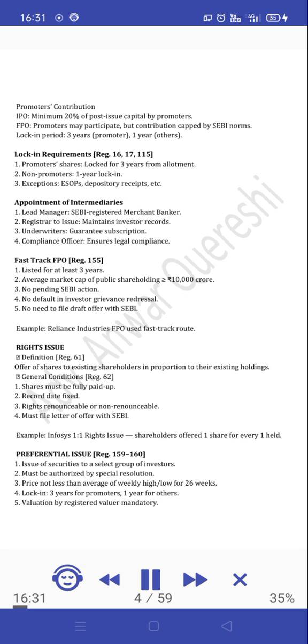Promoters' contribution. IPO: minimum 20% of post-issue capital by promoters. FPO: promoters may participate, but contribution is capped by SEBI norms. Lock-in period: 3 years for promoters, 1 year for others. Lock-in requirements, Reg. 16, 17, 115.1.